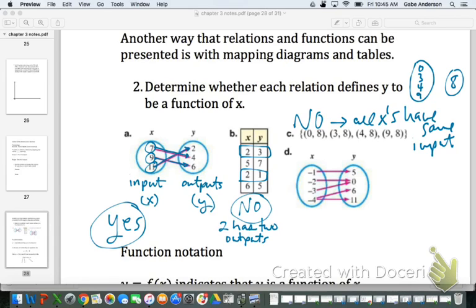So doesn't the 0 map to the 8? And the 3 maps to the 8, the 4 and the 9, they all map to the 8, don't they? Do you see that represented with that mapping there? And so let's think this through.